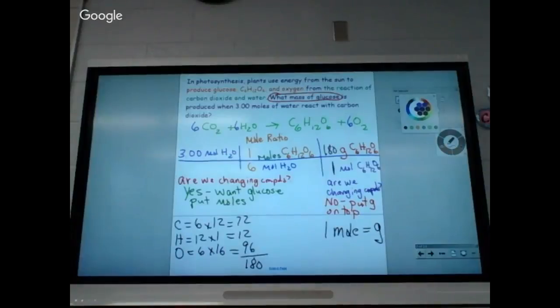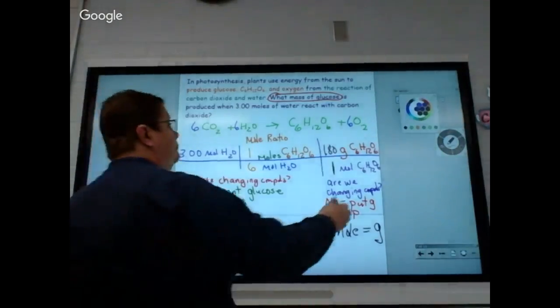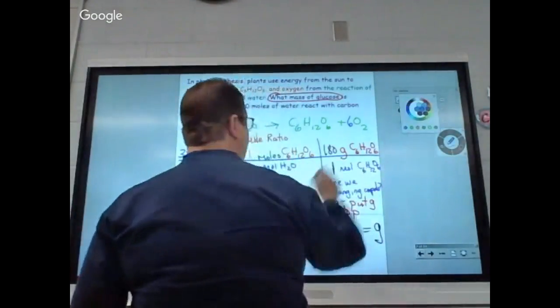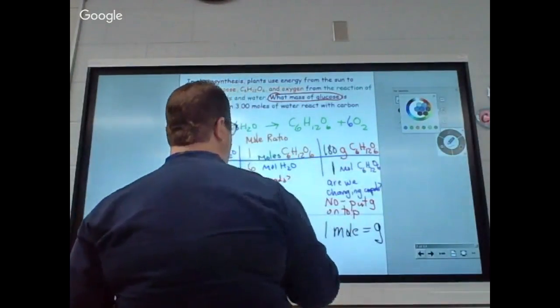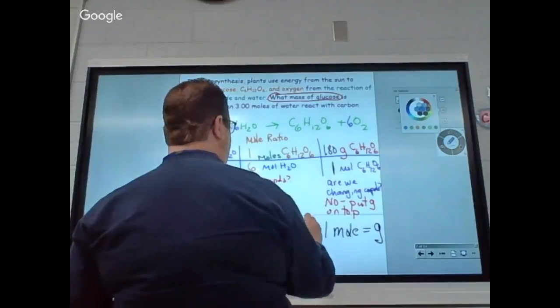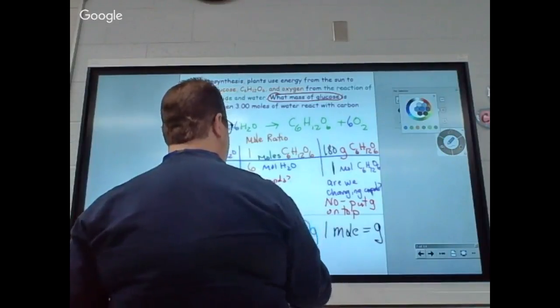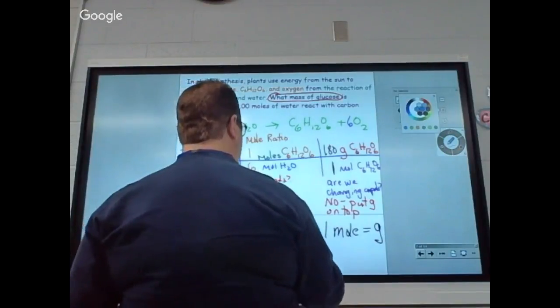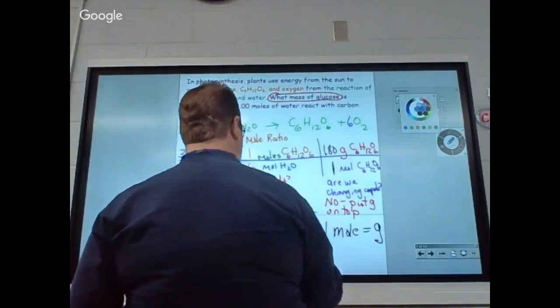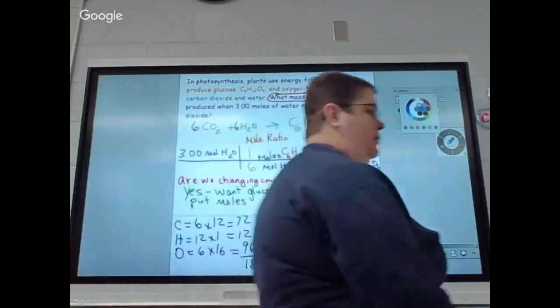Okay, so how do I punch that in my calculator? 3 times 180 divided by, you get 90. I need 3 significant digits, so I'm going to put 90.0 grams of C6H12O6. This wall's got mad calculator skills.